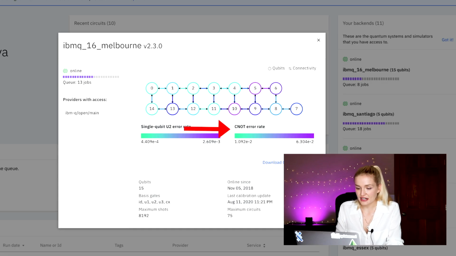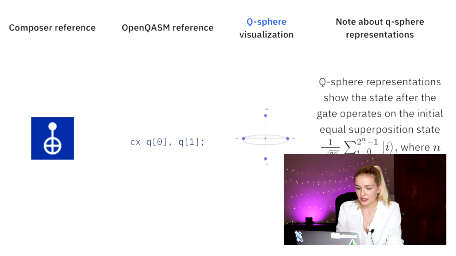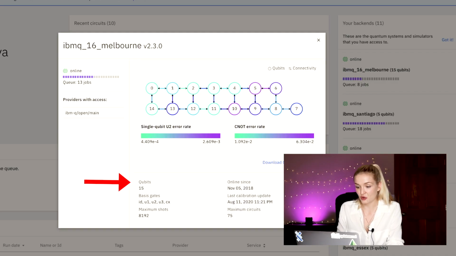The CNOT error rate is the error rate when applying the controlled NOT gate between 2 qubits. One qubit is the control qubit and the other is the target qubit. The CNOT gate flips the target qubit if and only if the control qubit is in the 1 state. This gate is really important because the CNOT entangles 2 qubits, so a high error rate here would be really disastrous for quantum computing.